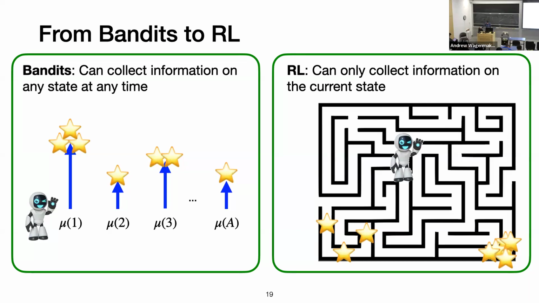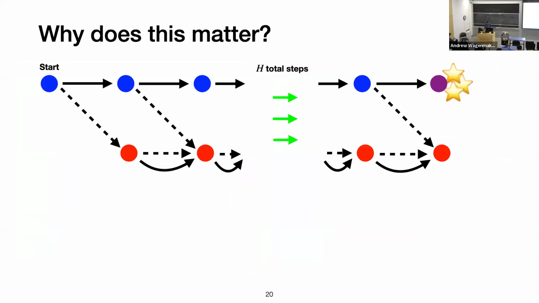To make this concrete, I want to think about a simple RL example, which is usually called a combination lock in the literature. The example is the following. I'm going to start at some state here, this blue state. From every state, I can take two actions, which I denote by the dashed line and the solid line. If I take the solid line, I will always go to the next blue state, and I will eventually reach this purple state at the end where I'll get some amount of reward.